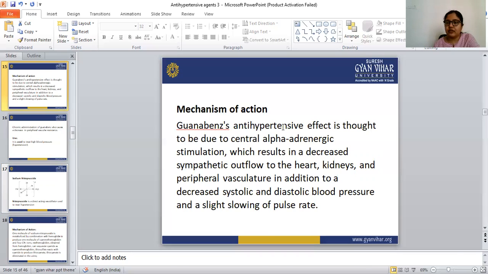This antihypertensive effect is thought to be due to central alpha adrenergic stimulation, and that results in decreased sympathetic outflow to the heart, kidneys, and peripheral vasculature, in addition to decreased systolic and diastolic blood pressure and slight slowing of pulse rate. So this is the mechanism of action. The mechanism of action of guanabenz is not confirmed, but it is thought to be due to central alpha adrenergic stimulation, which shows the antihypertensive effect.